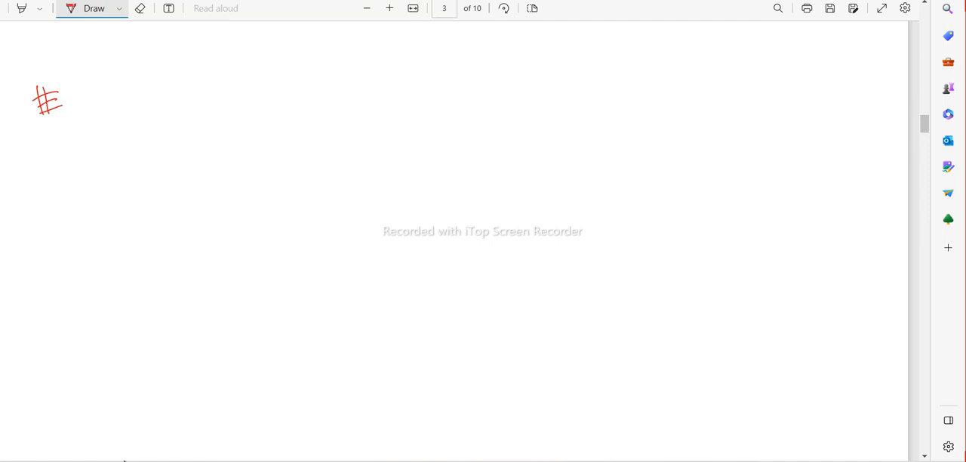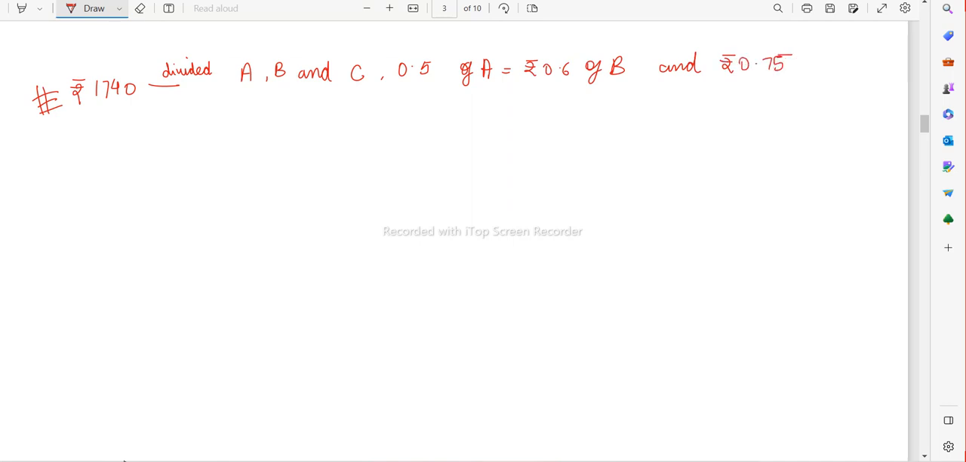Okay, let's see this one. There is a total amount of 1740 that has been divided among A, B, and C, such that 0.5 of A is equal to rupees 0.6 of B and rupees 0.75 of C. Then how much will C get? You have to tell how much amount C will get.